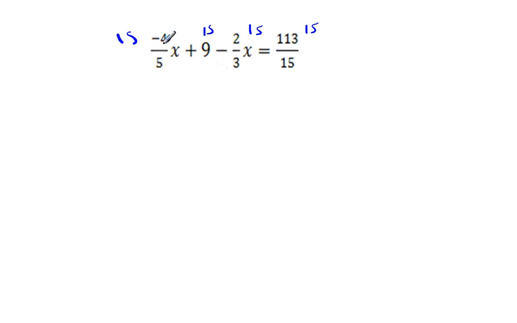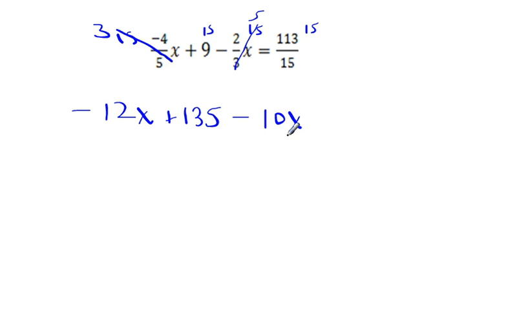And then when you do that, I just write them on top everywhere. I cancel it. There's a 3 left. 15 divided by 5 is 3. And then multiply what's left. A 3, a negative 4, and an x. These 3 parts is negative 12x. Then multiply the 15 and the 9. Was that 135, I hope? And then the 15 and the 3 reduce to 5. So minus 2 times 5 times x. So it's 10x. 15's cancel, so it's just a 1 over 3, which is nice.